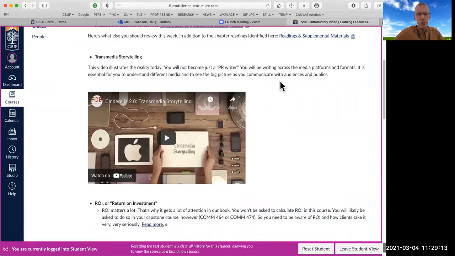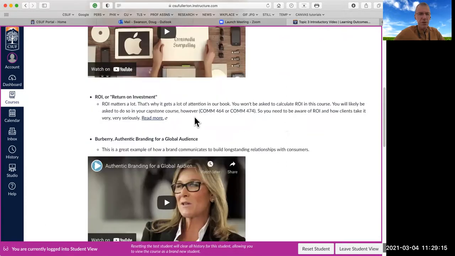Anyway, transmedia storytelling. This is the big deal here. ROI, return on investment. ROI takes on a completely different kind of focus in advertising because in public relations, ROI is just return on the investment of the counseling and the guidance that you have received, you as a client. But in advertising, we can't spend more money communicating about the products than the products return in terms of sales. So ROI is really important. So spend some time with ROI.